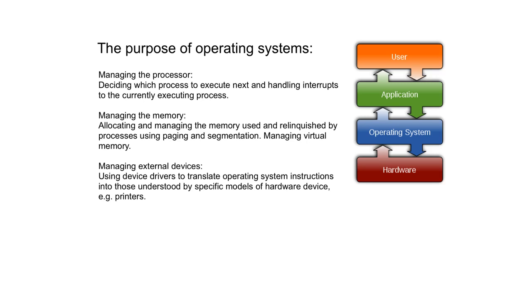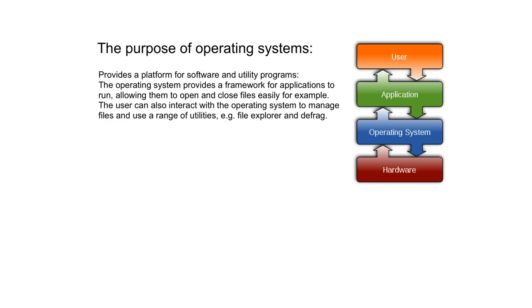It uses device drivers to translate operating system instructions into those understood by specific models of hardware, for example, printers. The operating system also provides a platform for application software and utility programs. The operating system provides a framework for applications to run, allowing them to open and close files easily, for example, as well as a number of other things that you would expect to be able to accomplish using the application software. The user can also interact with the operating system to manage files and use a range of utilities, for example, File Explorer and Defrag.